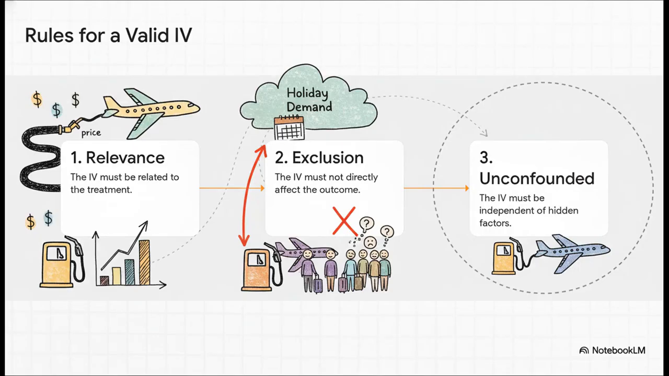But here's the catch. You can't just pick any old variable to be your IV. It has to follow 3 super strict golden rules. First, relevance. It has to actually have some influence on the cause. For our airline, maybe something like regional fuel costs could work since that affects price. Second, exclusion. It can't directly impact sales. The price of jet fuel doesn't make people suddenly want to take a vacation. And third, unconfounded. It has to be totally separate from that hidden holiday demand.